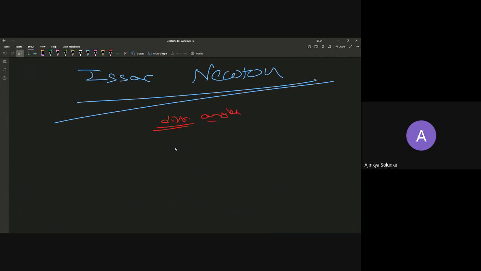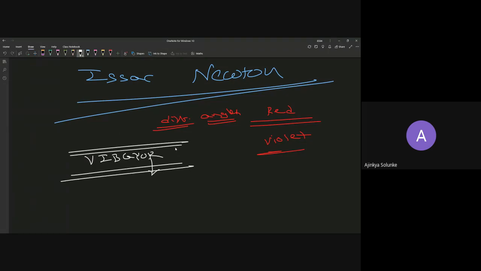Who is at the top? Red. Who is at the bottom? Violet. And the sequence? VIBGYOR. Please remember this. R is at the top. That means who is the second one? Orange. So first, second, third, fourth, fifth, sixth, seventh. Who is the fifth color? Blue.